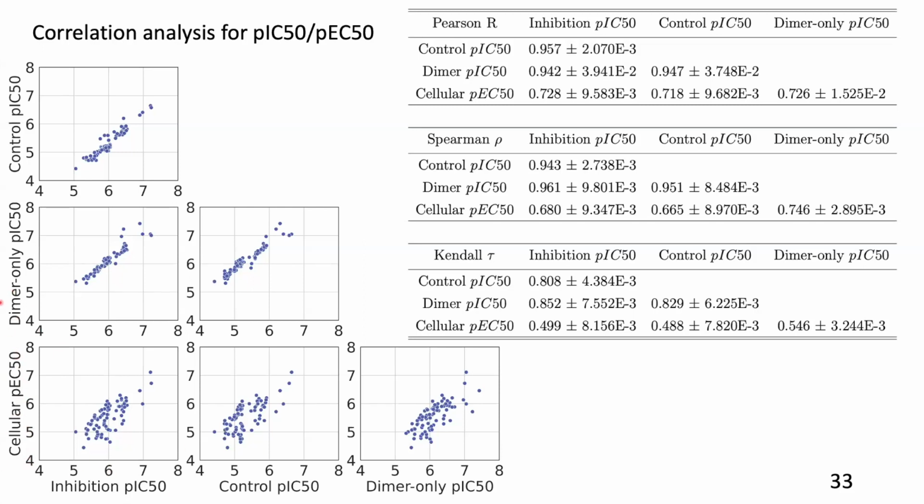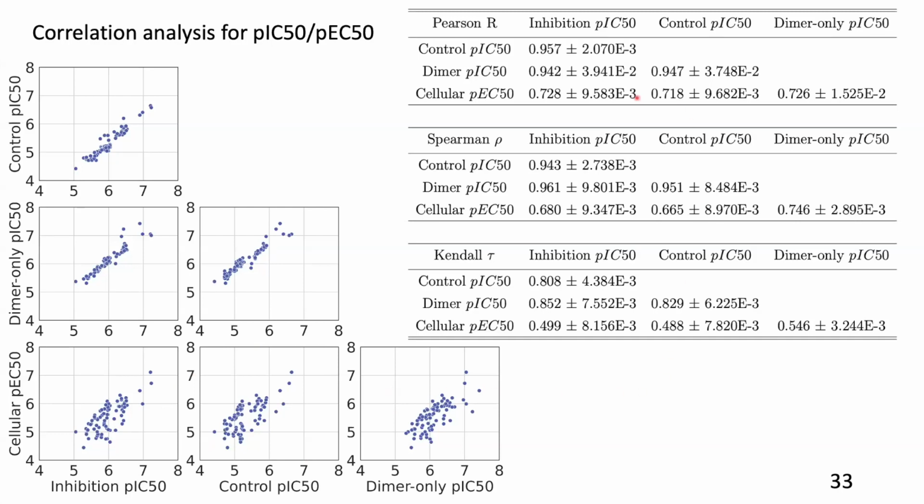We also plot them against each other, so you can get an idea of how the dimer only compares to the control. They're very highly correlated. All these biochemical assays are quite highly correlated, although there is a bit more of a discrepancy between the dimer only versus the other two than the control versus the inhibition. Here's the control versus inhibition, dimer only versus inhibition, and dimer only versus control. It's a little weaker correlation than if you compare the control versus inhibition PIC50.